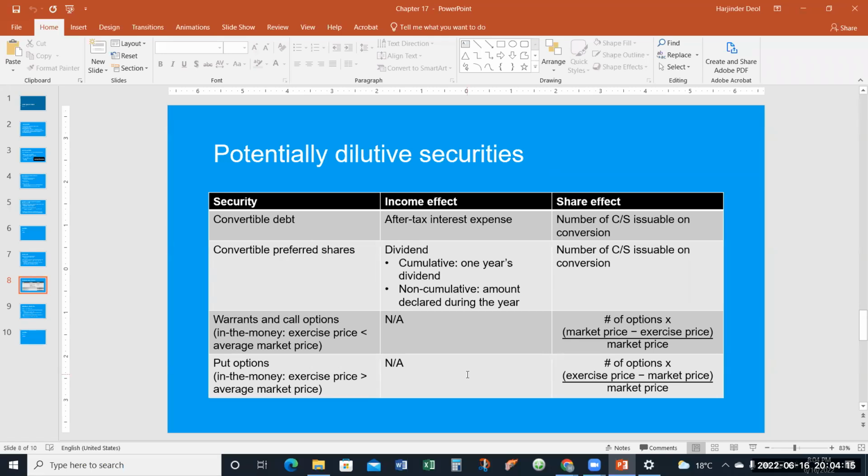So for put options to be in the money, the situation just has to be the opposite of a call option. The exercise price needs to be higher than the average market price. If that is the case, still with the options, there's never any income effect. It's always only the share effect, right? So options are always dilutive and the calculation will be very similar to the call option. You just switch, right? You take the difference between the exercise price and the market price divided by the market price. And that's called the reverse treasury stock method.